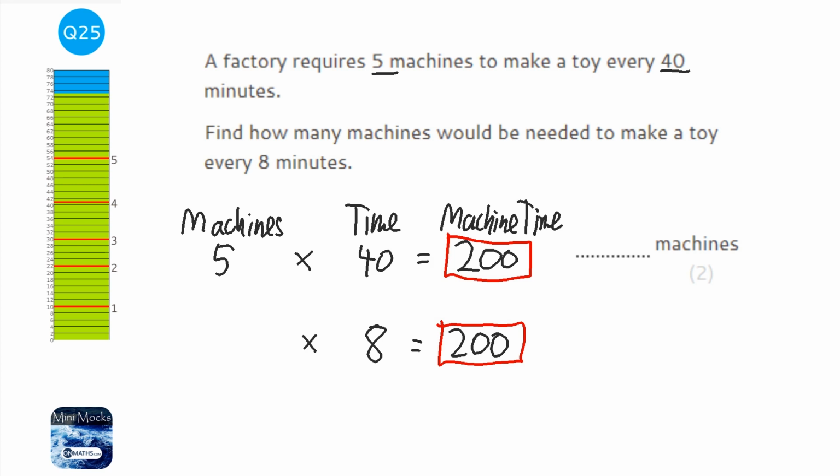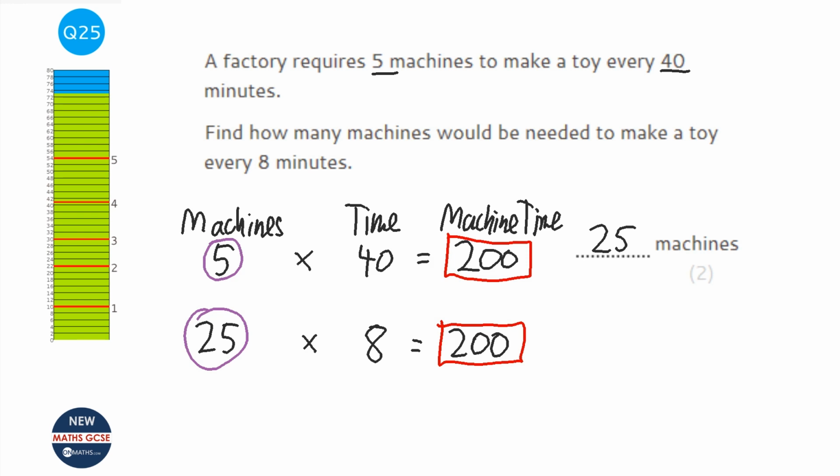So I get my calculator and I'm going to do 200 divided by 8, and it's 25. So let's check that. 25 times 8 is 200, so it works. Now that is the answer, that we would take 25 machines. Let's just check if it makes sense. So 5 machines take ages, they take 40 minutes to make a toy, yet 25 machines take only 8 minutes to make a toy, so that makes sense.